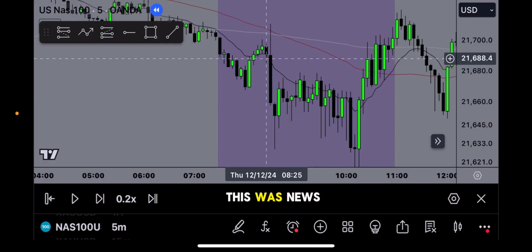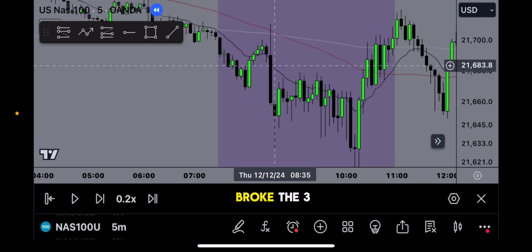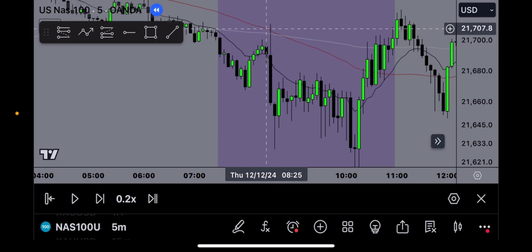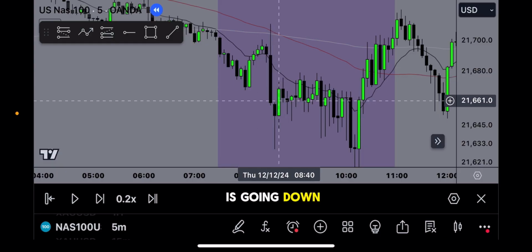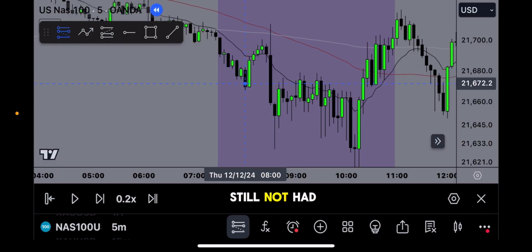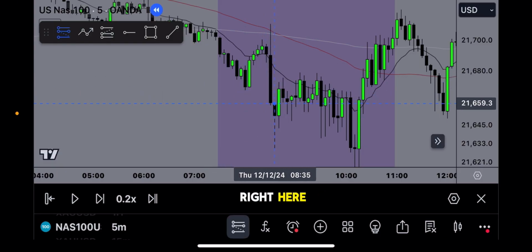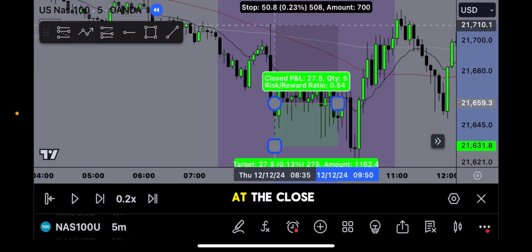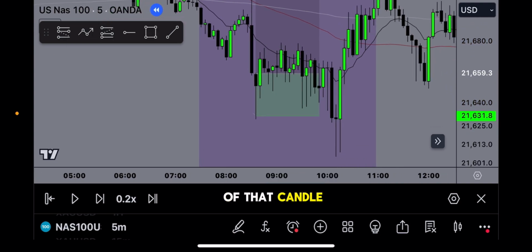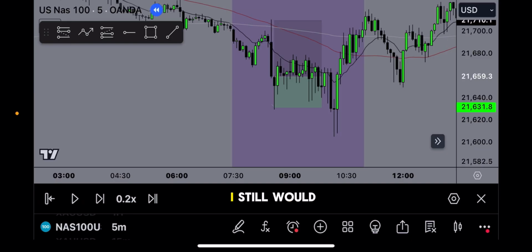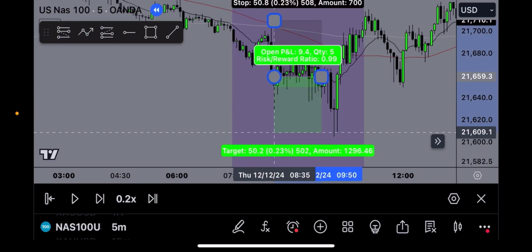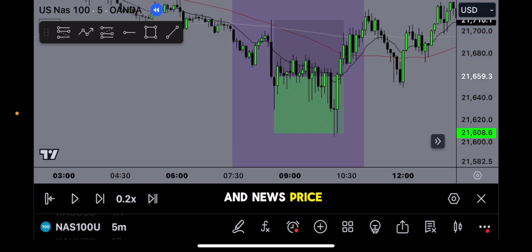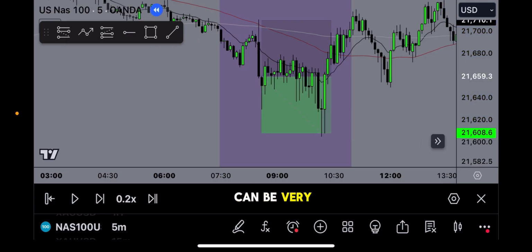So just because this was news, even though it broke the 3 MA, the 3 MAs are above, price is telling us that it's bearish and it's going down, I would have still not taken this trade right here at the close of that candle. Why? Even if it won or not, I still would not have taken it just because it's news. And in news, price can be very iffy or do a lot of fake outs.